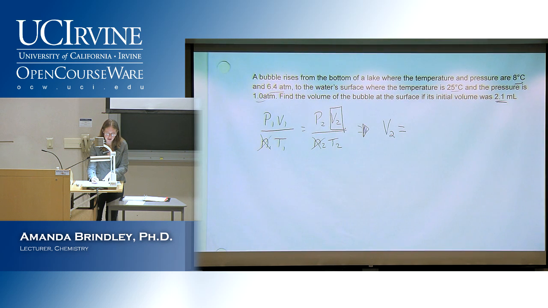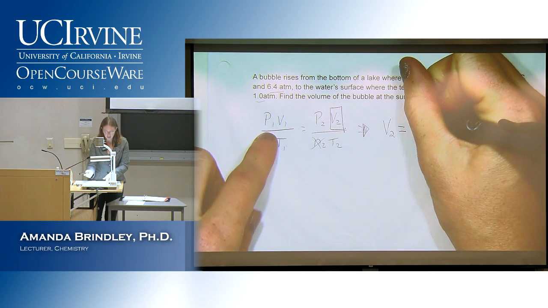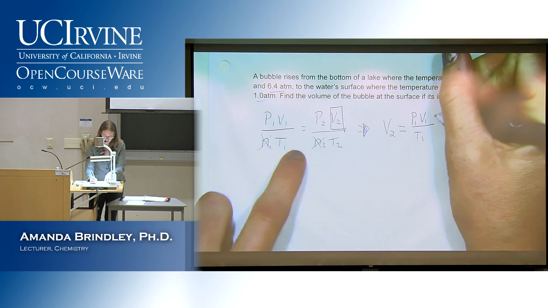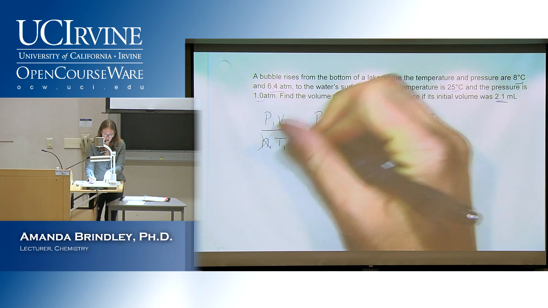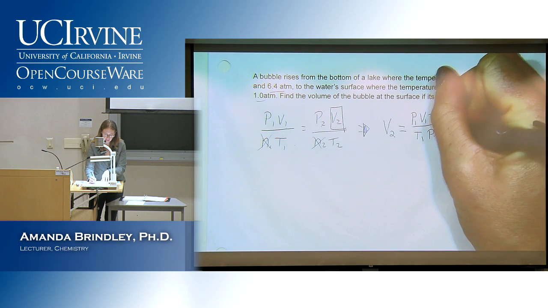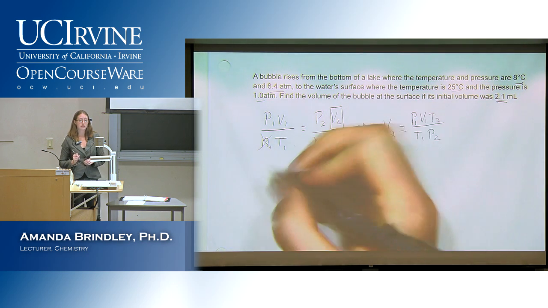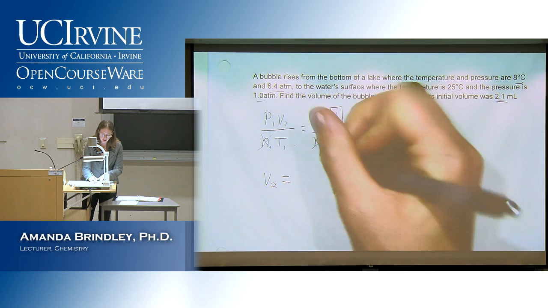Move a little bit faster with this one. So for a more step-by-step look, go back at the balloon one. We're solving for V2. So we have P1, V1 over T1. The T2 gets multiplied up. The P2 gets divided down. And so you have this. Now you fill in all your numbers.